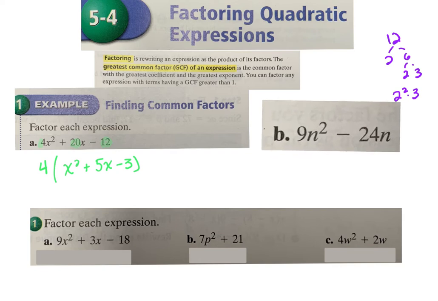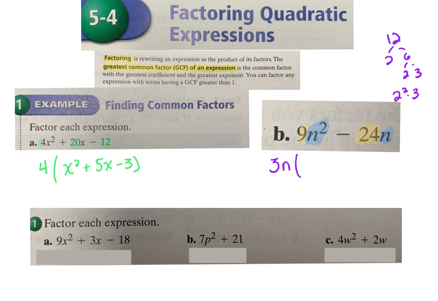If I look at this one, b, I am going to look at the numbers here. So I am going to look at the 9 and the 24. What can come out of 9 and 24? 3. But I'm also, in this case, going to look at my variables because I have variables in all of my elements here. So I have an n squared and an n. You're going to pull out the lowest one here. So my lowest one is n to the first power. So I'm going to take an n out.